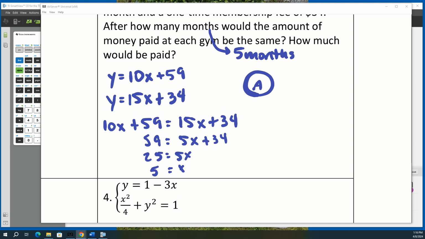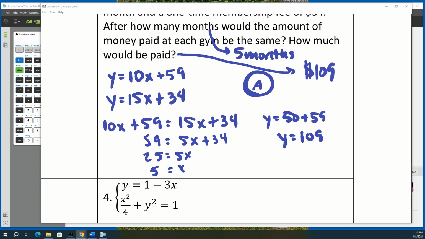All right, so at 5 months, they had the same amount paid. To figure out the amount that you pay, you can take that 5 and put it in for either one. It honestly doesn't matter. I'm just going to go ahead and do the first one. Yeah, it is $109. So it's 50 plus 59. That's not too bad for 5 months. But we would get the same y whichever one of those we plugged it into.